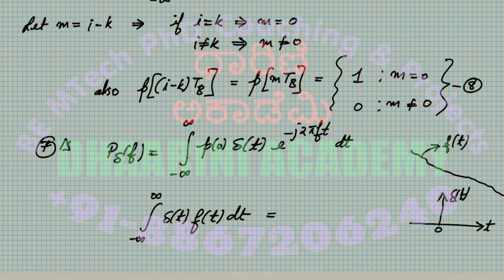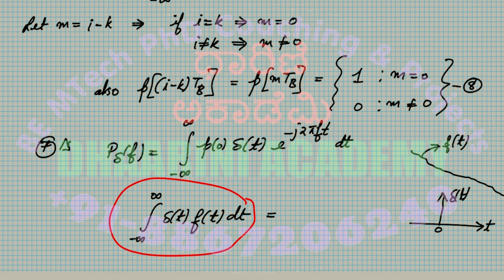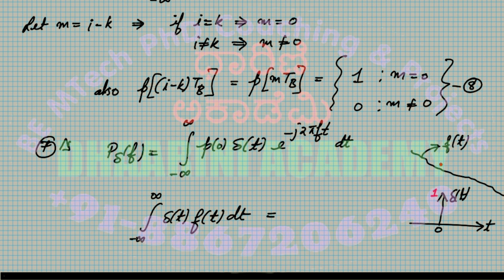So what is the meaning of this? Take a product and integrate, correct? Delta of t amplitude is 1, and the f of t has some value over here which is valid. Other than that, what is the value of a delta function? 0. So there is no meaning for integration, right? Because it's valid only at one point, 1 into this number. What is this number? This is simply f of 0. So 1 into f of 0 is nothing but your final answer. In the function f, put t equal to 0, that's all, correct?